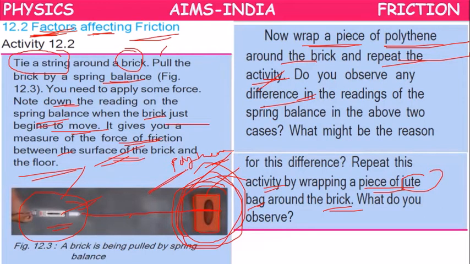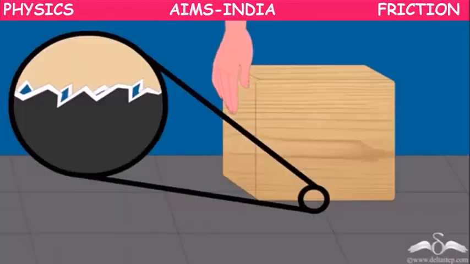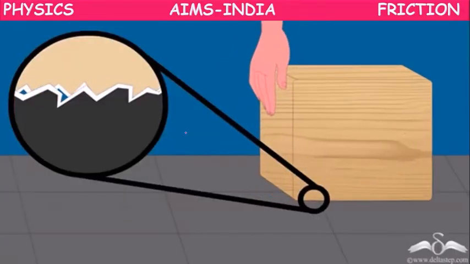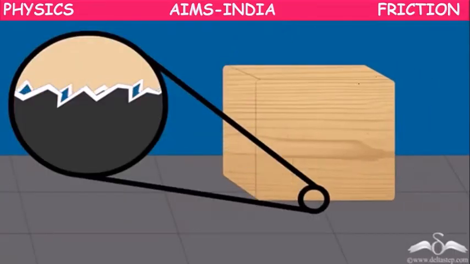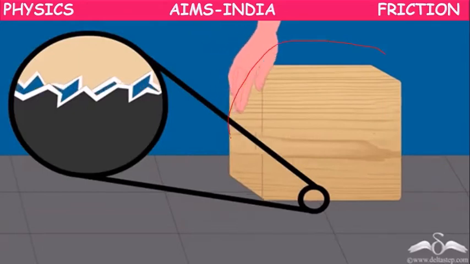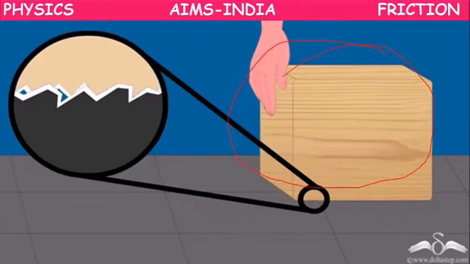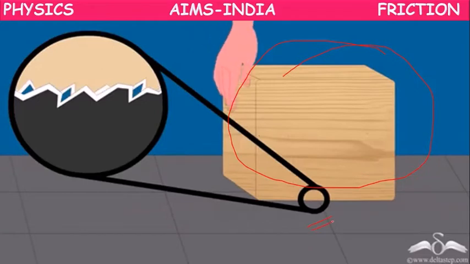So the frictional force depends on the type of surface, whether it is smooth or rough. Based on the type of surface, the frictional force between the surfaces will be changing, and the applied force also will be changing. So next challenge. If you observe this, you are trying to push or pull a block on the floor.